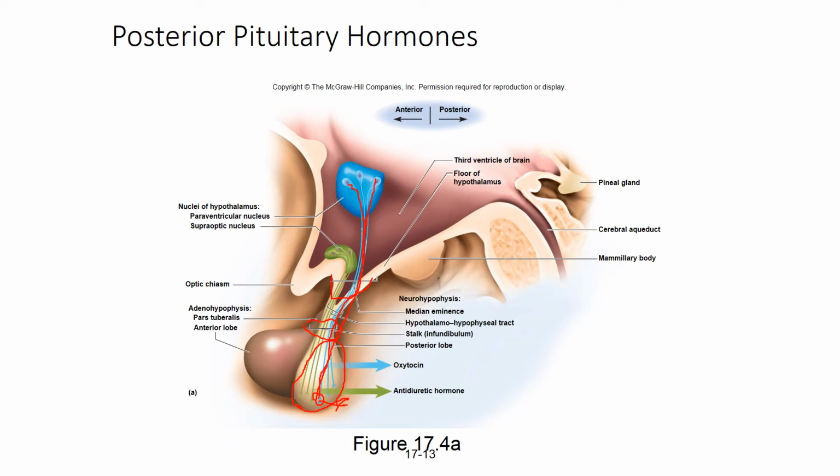Now, the posterior lobe is much easier. There are only 2 hormones. Again, they are made up here in the hypothalamus and stored down here in the posterior lobe. And those 2 hormones are oxytocin and antidiuretic hormone. And we'll talk more about those in a little bit.